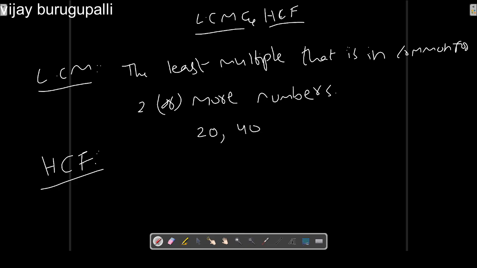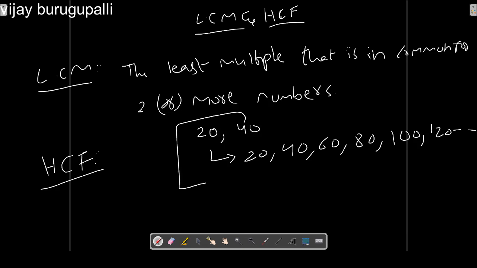20 and 40, the multiples of 20 are 20, 40, 60, 80, 100, 120, and so on. Similarly, the multiples of 40 are 40, 80, 120, 160, 200, and so on.